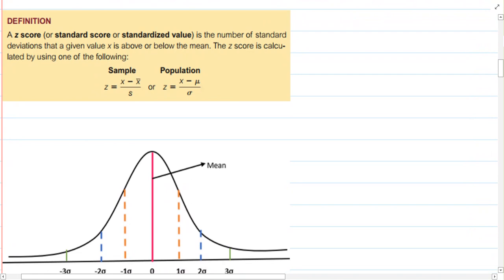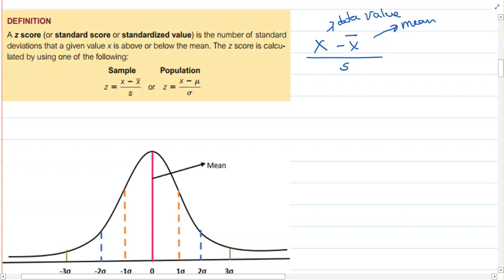And a z-score is the number of standard deviations that a given value x is above or below the mean, because again, positive or negative. The z-score is calculated by using this formula. Notice that we have x, which is the data value, minus x bar, which is the mean of the data, divided by the standard deviation.